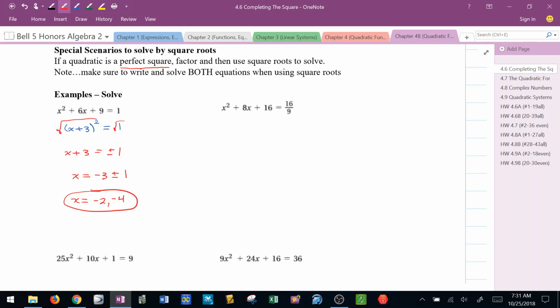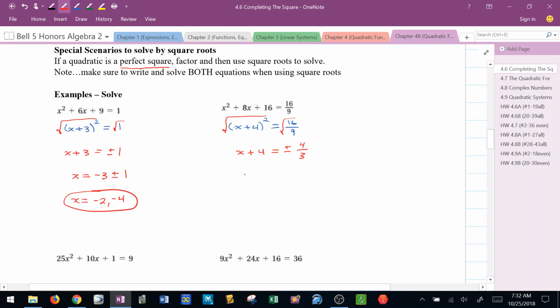All right, take a look at the next one. I recognize that the trinomial on the left can factor to x plus 4 times x plus 4, x plus 4 squared. That's equal to this fraction, 16 ninths. Because I have a perfect square on the left, I can take the square root. That leaves me with x plus 4. I also want to take the square root of the right side. The square root of 16 is 4. Don't forget the plus or minus. The square root of 9 is 3.